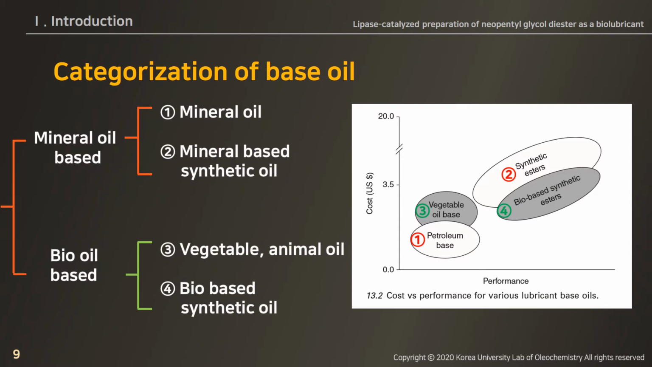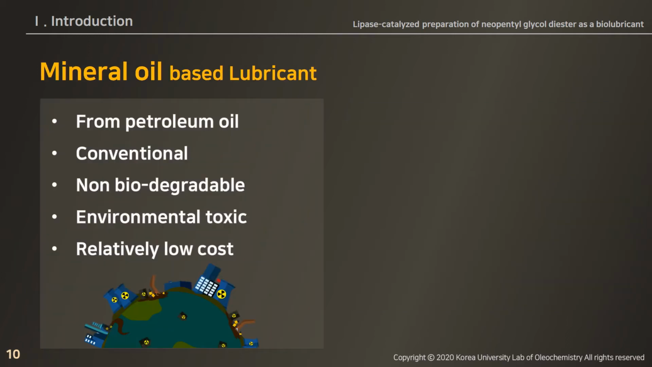On the right side of this slide, there is a graph about the cost and performance of lubricant base oils. Until the second half of the 19th century, nearly all lubricants were based on natural vegetable oils or animal oils and fats. After the Industrial Revolution, mineral oil lubricants began to be used a lot. However, the recent issue of lubricants has a lot to do with the environment. Mineral oil-based lubricants are not biodegradable and are environmentally toxic.